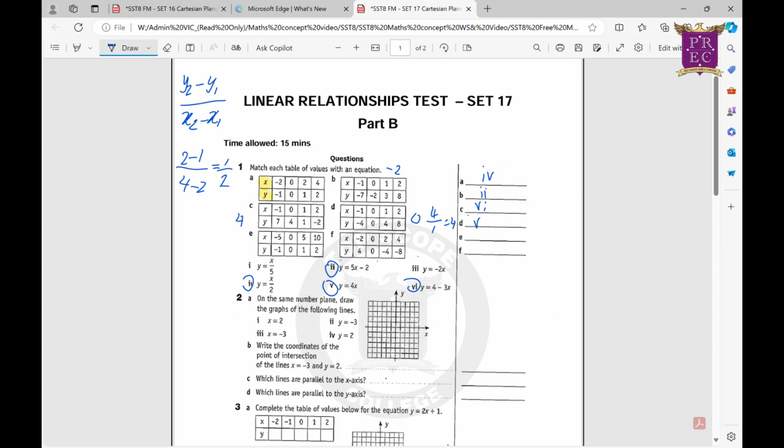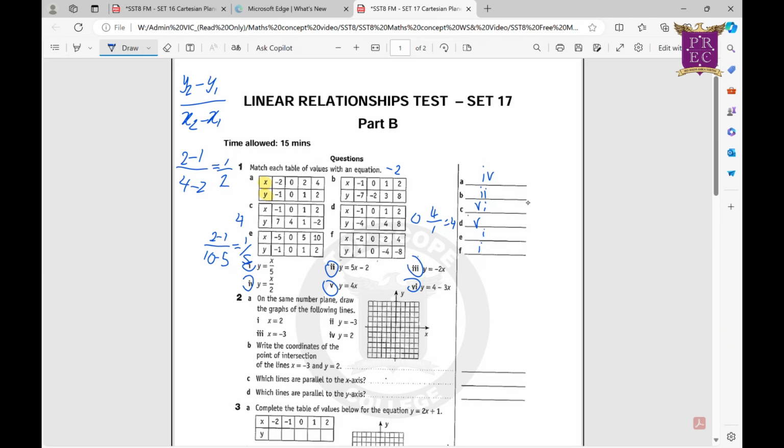Next one. Y-intercept is also 0. Now we have to find the gradient. y2 minus y1, so 2 minus 1, and then x2 minus x1, 10 minus 5. What does that give us? 1 over 5. Which one has 1 over 5 as a gradient? It's this one. So that's I. 1. Okay, last one is this one.